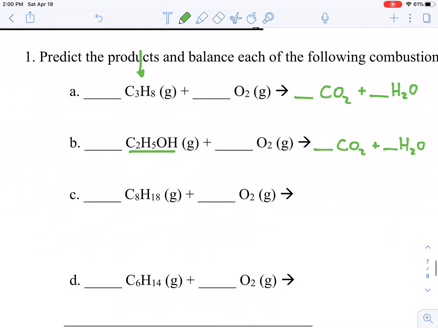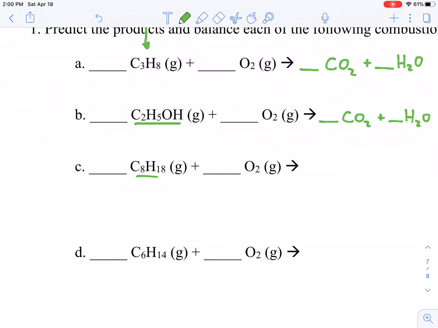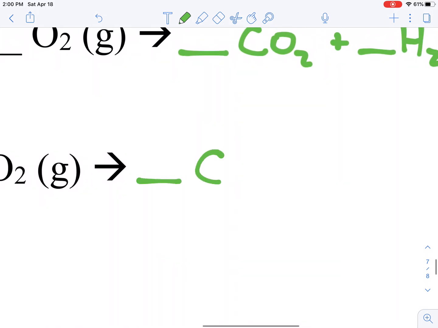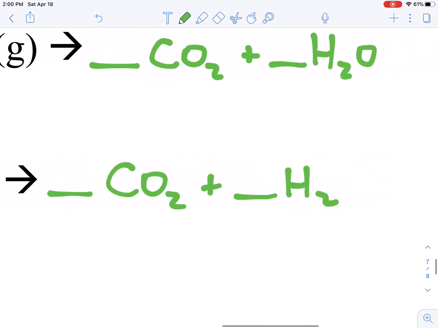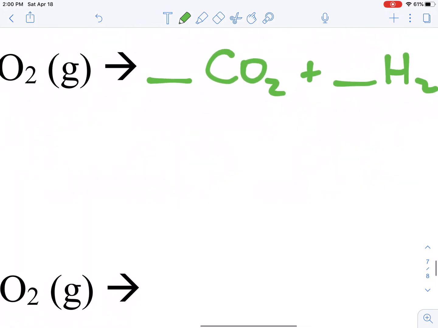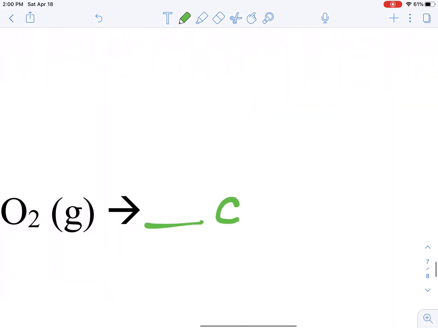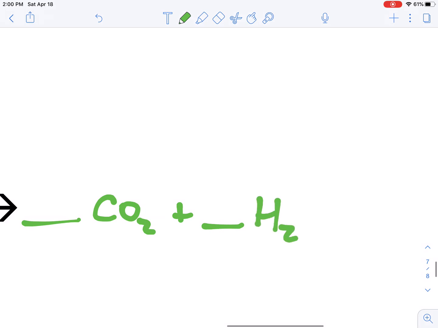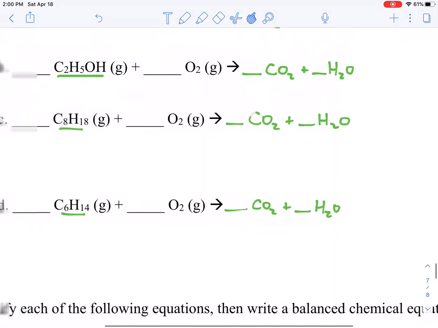And in letters C and D, we have a hydrocarbon burning in oxygen. So the products in both of those are going to be CO2 plus H2O. And down here again, CO2 and water. And so really the challenge with combustion is balancing.